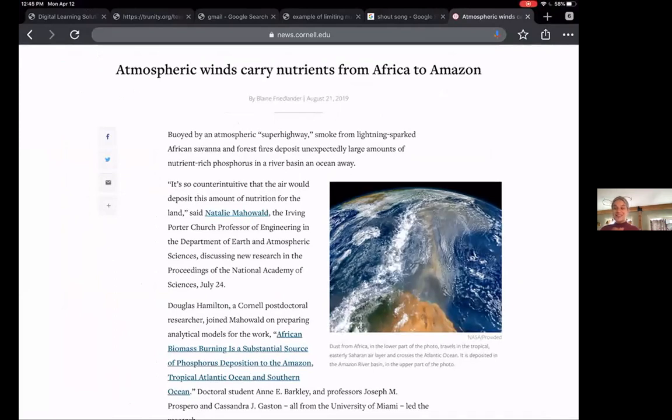And so this is where we have this circulation of the atmosphere transferring nutrients, and in this case, including phosphorus. And that is actually some of the reason why we have such high fertility in the Amazon. So that is just crazy. So we can have the moving of elements over vast distances across the planet.